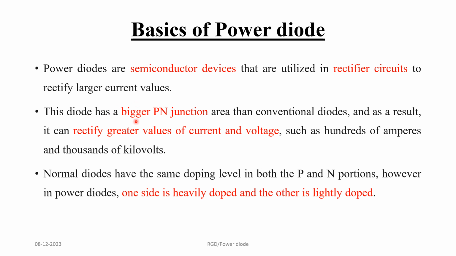This type of diode has a bigger PN junction area compared with the conventional diode, so it can be used in rectifying a greater value of voltage and current, such as hundreds of amperes and thousands of kilovolts. A normal diode has the same amount of doping level in both P and N portions, whereas in power diode, one side is highly doped and the other side is lightly doped.